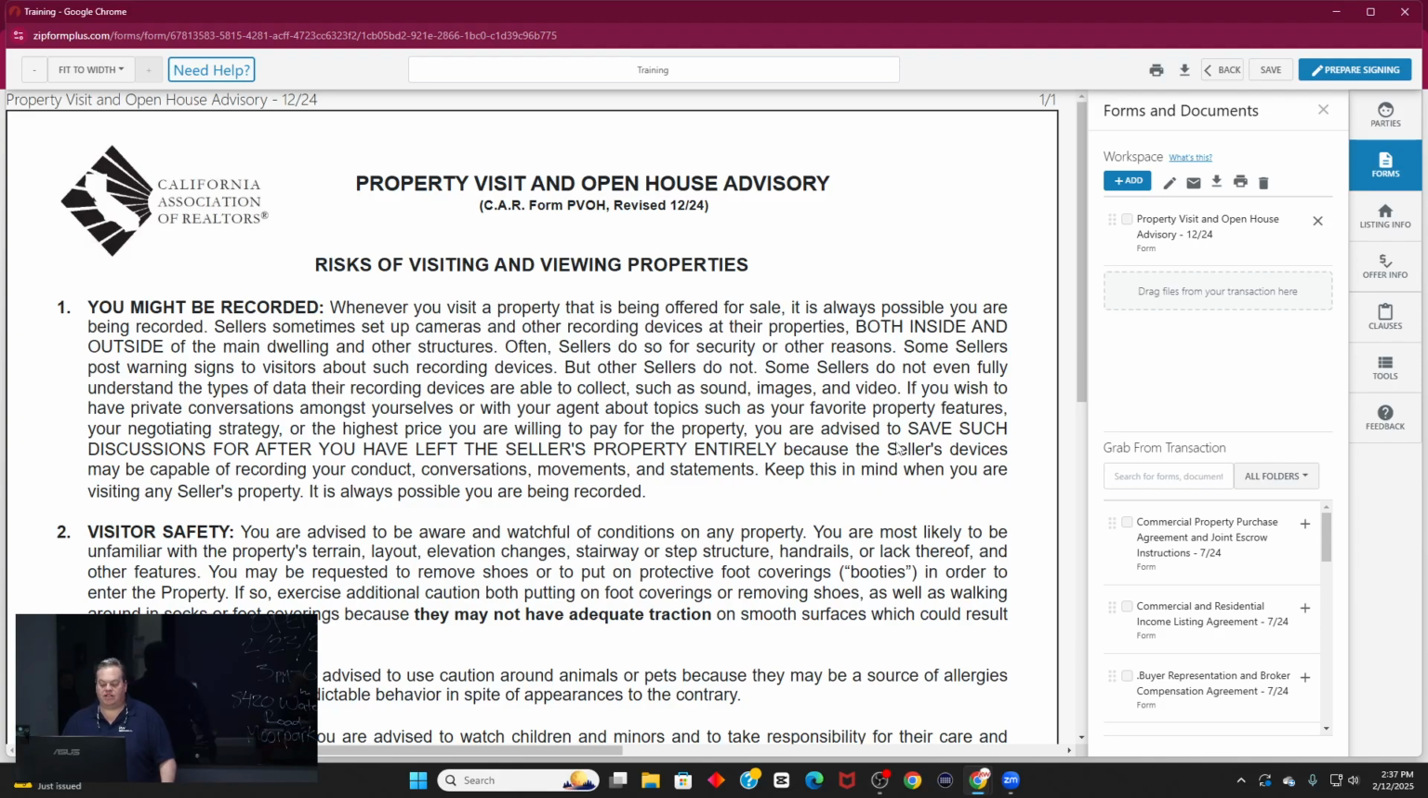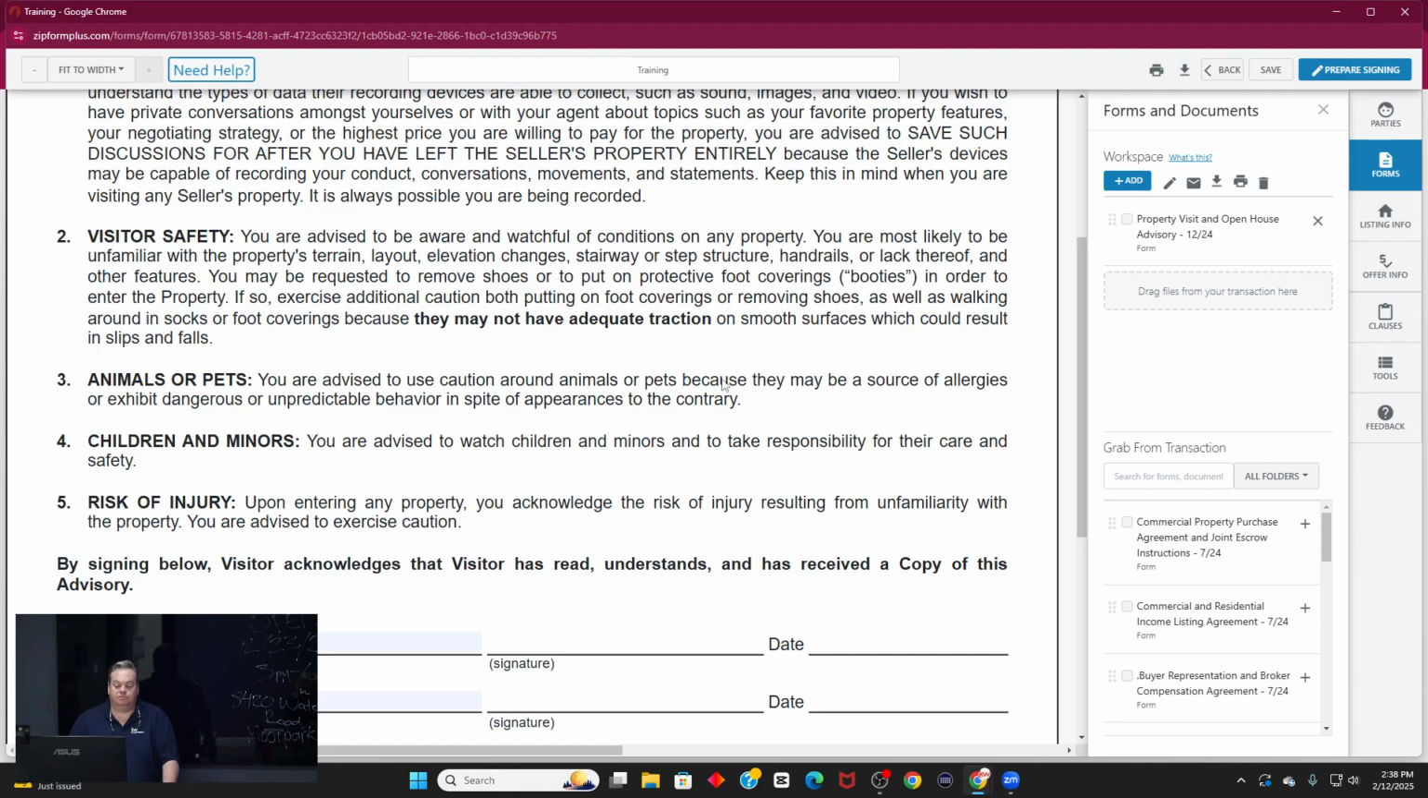Property visit and open house advisory. Is this the one, Virginia? I believe so. Is this the one you were thinking of? Yes, this is the one. You might attach it to the open house and have them sign. You might be recorded, because sellers might have cameras. Be careful. Personal safety.